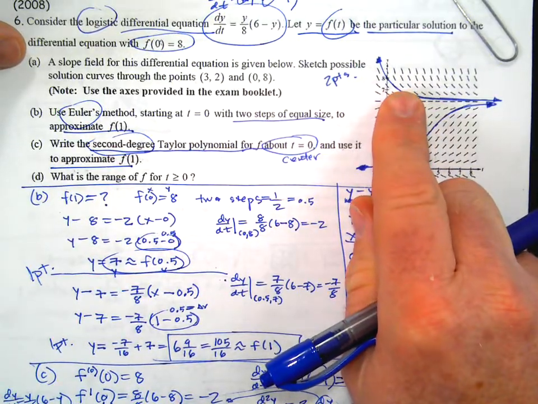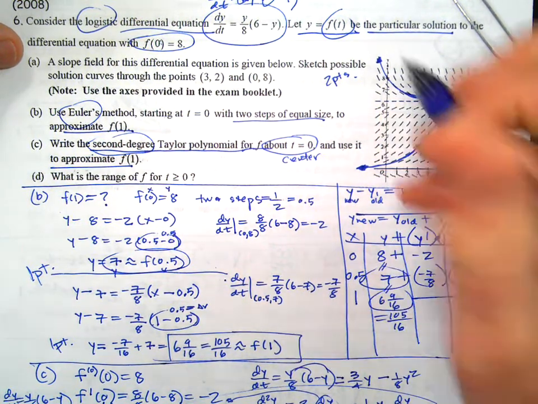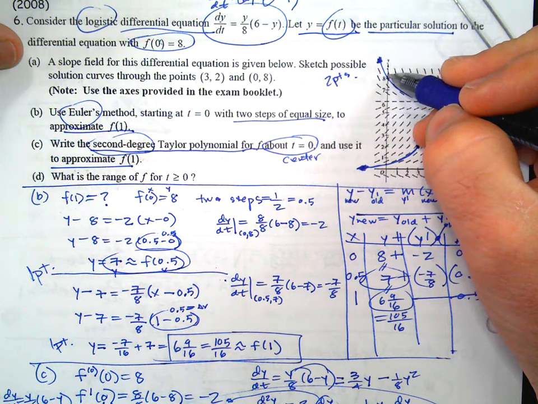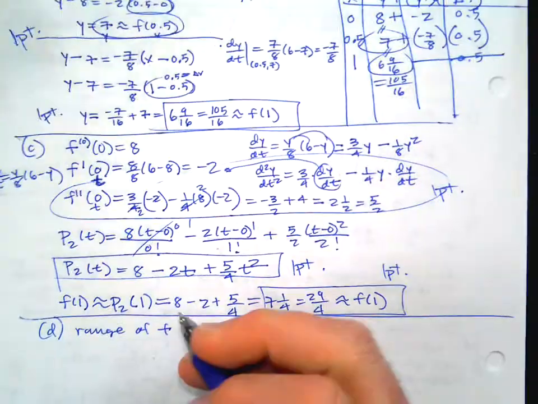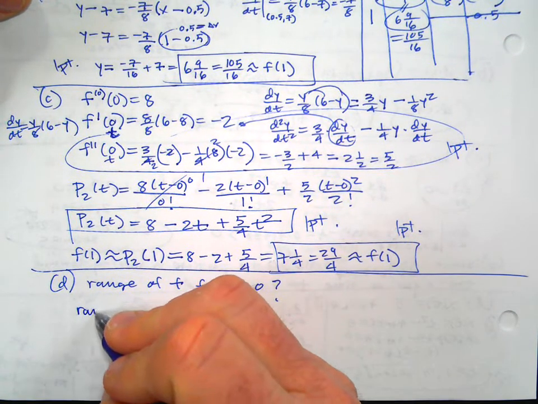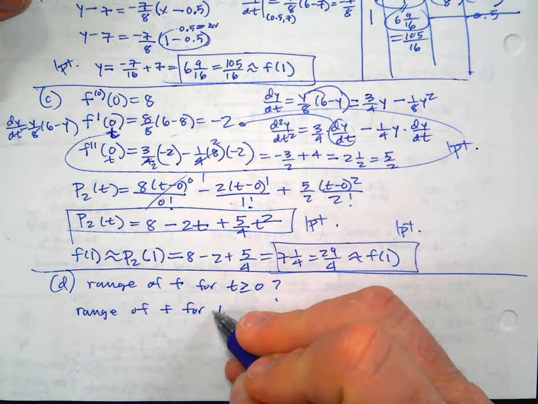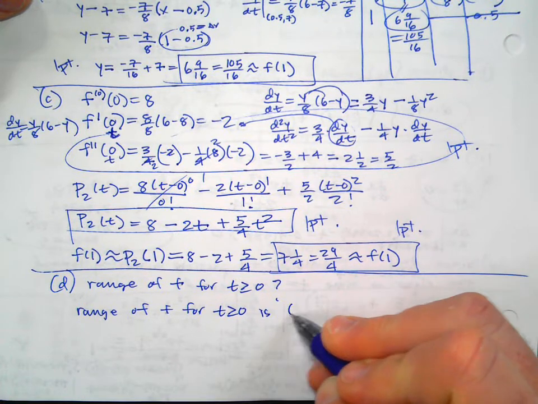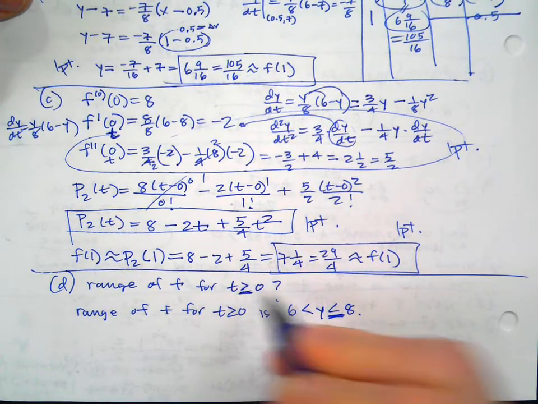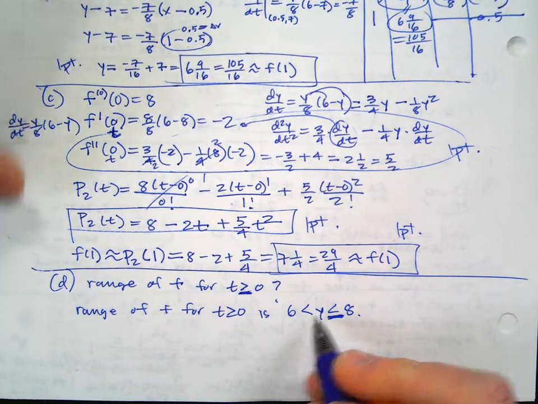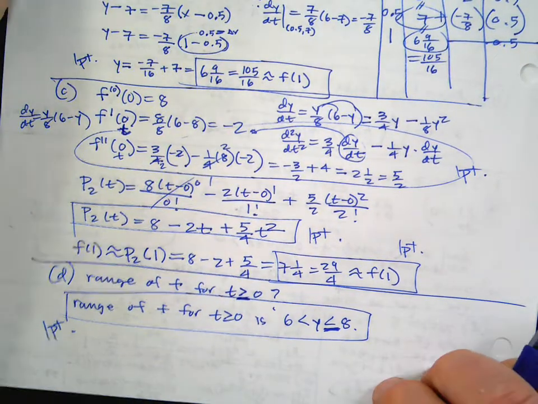That's the y values. Now, you might be tempted to say y is greater than 6, but it said for time greater than or equal to 0. So you have to stop right here. So the range is just the y values for this. So the range of f for t greater than or equal to 0 is 6 to 8. Now it can equal 8 because t can equal 0. It cannot equal 6 because that's a horizontal asymptote. That's a point. So that was a good first response problem.